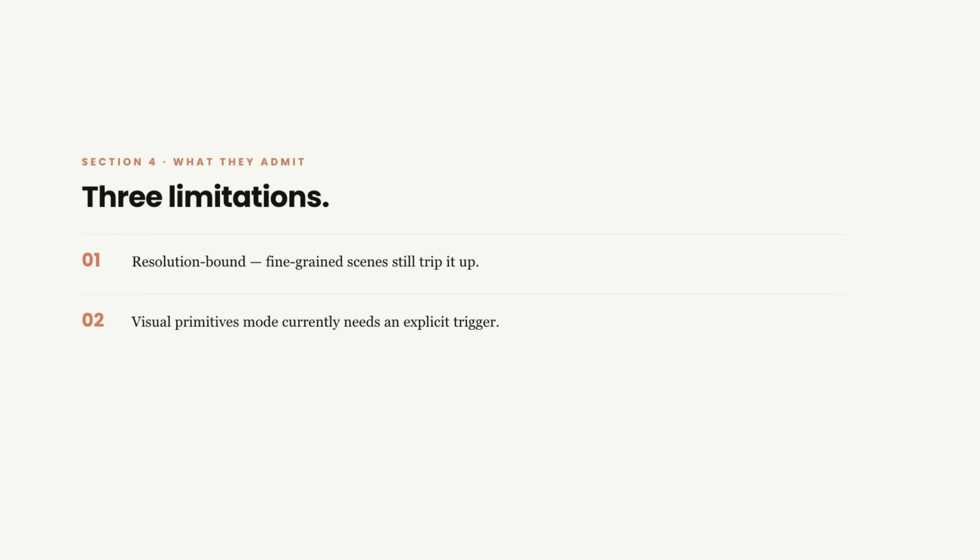There are also 3 limitations they admit. First, the model is resolution bound, so fine-grained scenes can still trip it up. Second, the visual primitives mode currently has to be triggered explicitly. The model doesn't auto-decide when to use it yet. And third, the point-based topological reasoning, the maze stuff, doesn't generalize well across scenarios. So it's not magic, but the direction is really interesting.